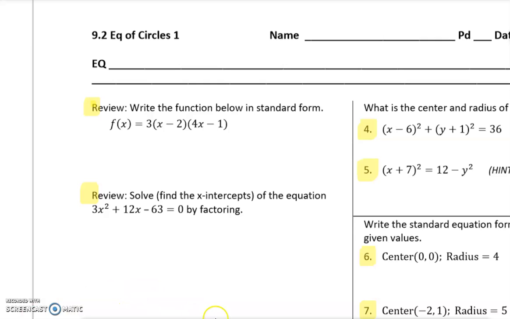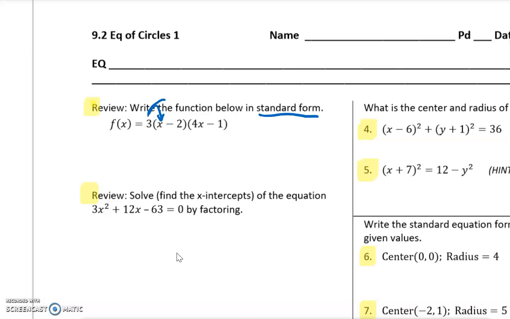Okay, class, we're working on the 9.2 worksheet. So the first two questions you have here are review questions from first semester. All right, so I'm going to give you a little hint here. The first one says to write the function below in standard form. So when we do that, we want to multiply here.